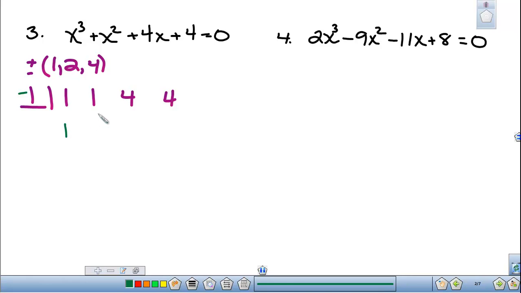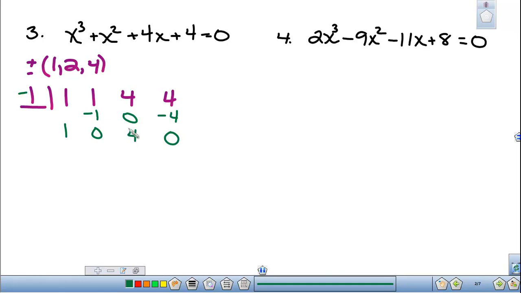-1 times 1 is -1. That gives me 0. -1 times 0 is 0. That gives me 4. -1 times 4 is -4. And that gives me a 0. When this is equal to a 0, you have found a 0 of the function because this is the remainder. And whenever a number is divided by its factor, or one of its factors, there's never a remainder.